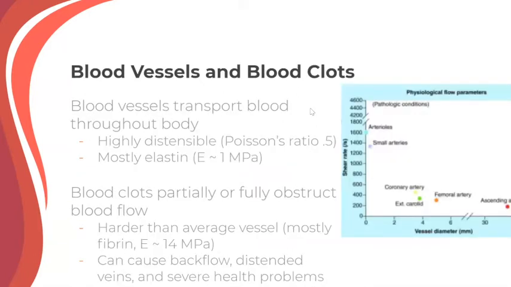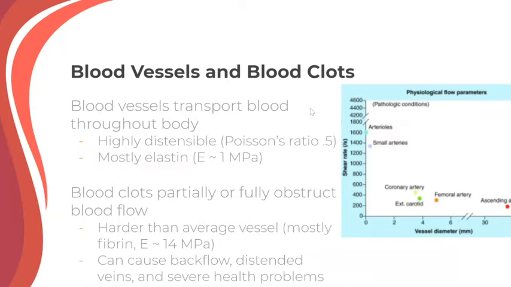There are a couple of characteristics that help describe what blood vessels and blood clots are. Blood vessels are mostly elastin and highly distensible. As mentioned earlier, blood clots can obstruct blood flow. In addition, they are harder than the average vessels at an elastic modulus of 14 megapascals, so it's mainly fibrin. But blood clots can cause backflow, distended veins, and some really serious health problems.